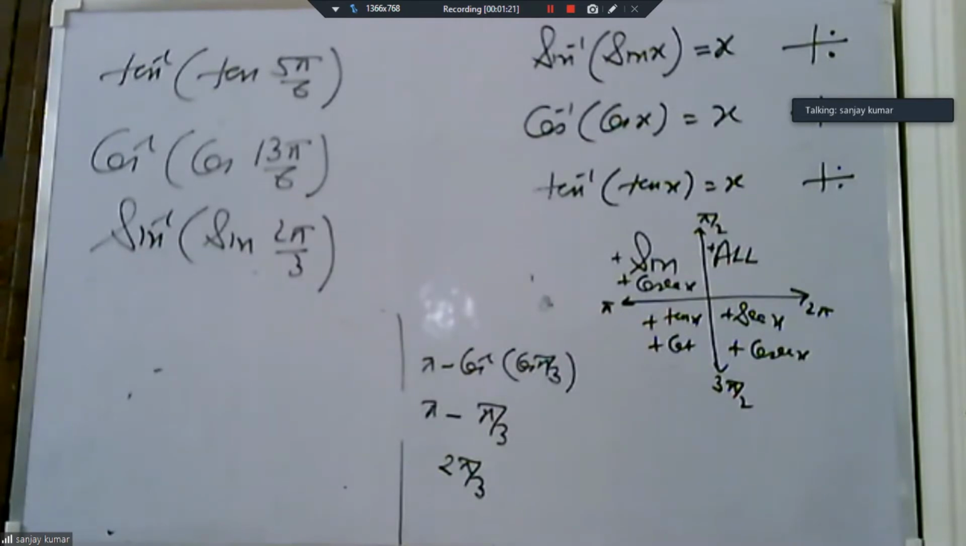Yes, Dhruv Kejriwal. Good, beta. The answer of the first question is minus pi by 6. Tan inverse of tan 5 pi by 6. We break it, it is pi minus pi by 6. In the second quadrant, tan is negative. Therefore, the answer is minus pi by 6.